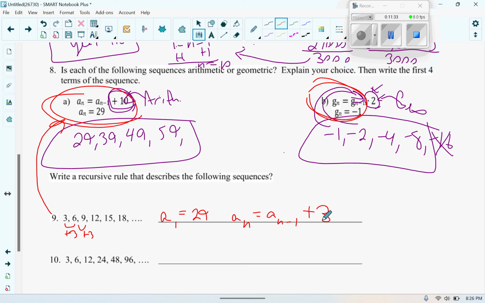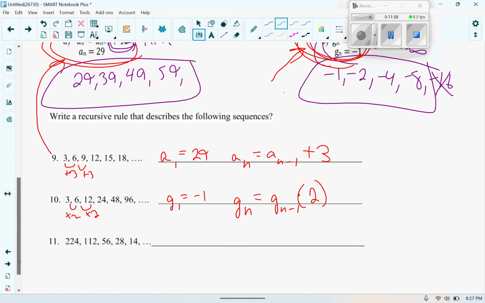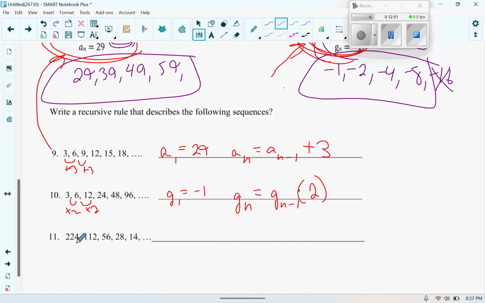Like that's that pattern. Okay, this one I am multiplying by 2, so now I'm going to use this one over here. So I'm going to say g sub 1 equals -1, and g sub n equals g sub n minus 1 times 2. And you could put it in parentheses as well. It does not matter. Okay, and then finally, number 11.